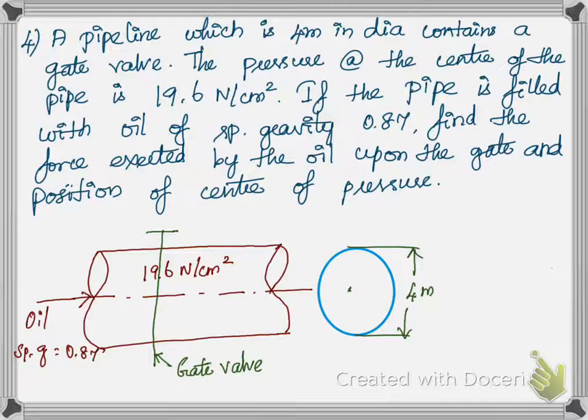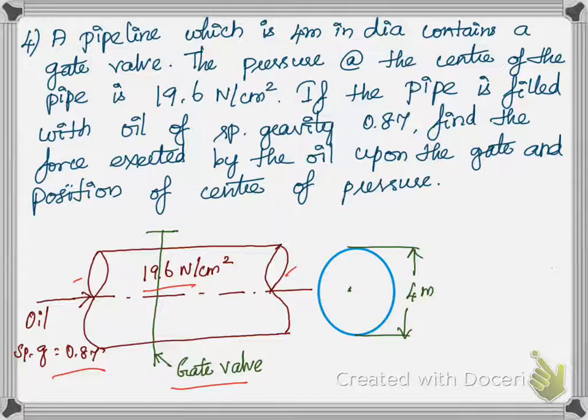So they have given that a pipeline is there which is 4 meter in diameter. So I have drawn a pipeline and this symbol indicates that the pipeline is continuing. So we have drawn only a section. So in this pipeline there is a gate valve. So you can see a green line and this is going to be the gate valve in the pipeline. And they have given that pressure in the center of the pipe is 19.6 Newton per centimeter square. And completely the pipe is filled with oil and its specific gravity is 0.87.